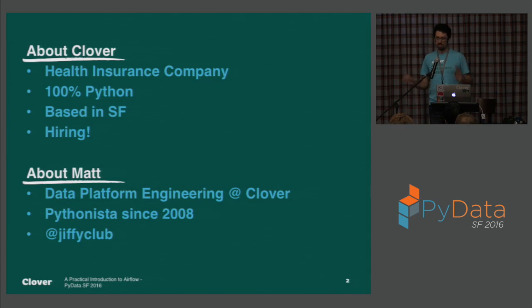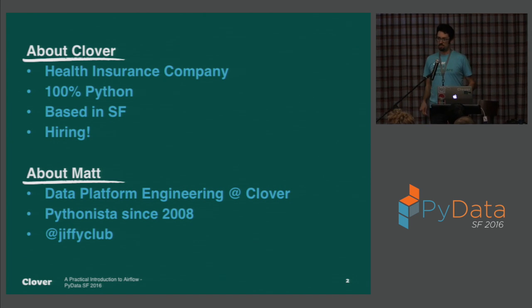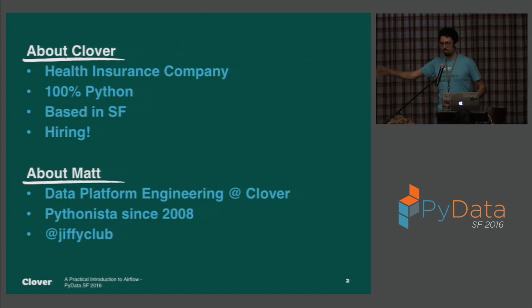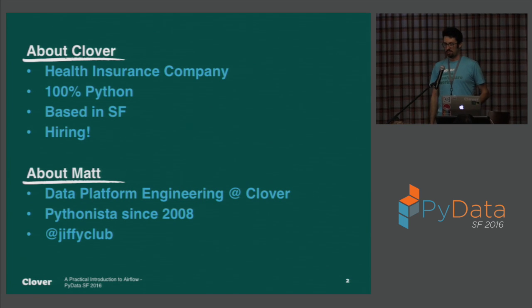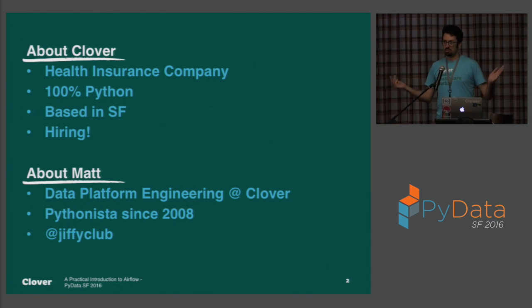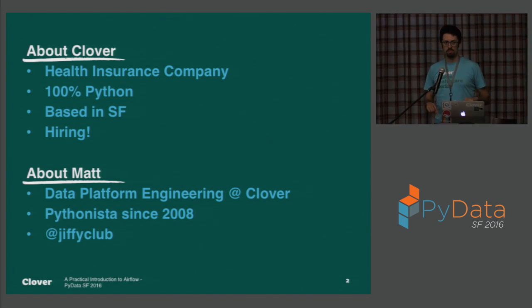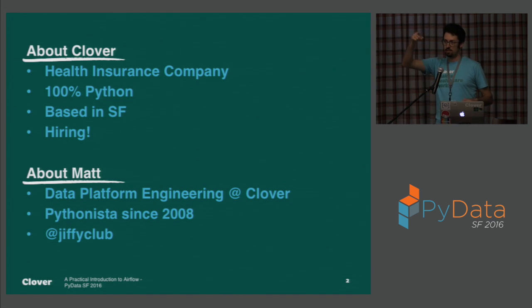A little bit about Clover Health. We're a health insurance company. We use Python for literally everything, from our data operations to our web applications to our data science stack, nothing but Python. We're here in San Francisco, one more stop down BART by Pell Street. And we're hiring engineers and data scientists. We have a booth over in the other room, and you can come talk to me, come talk to a couple of our data scientists who are hanging out there.